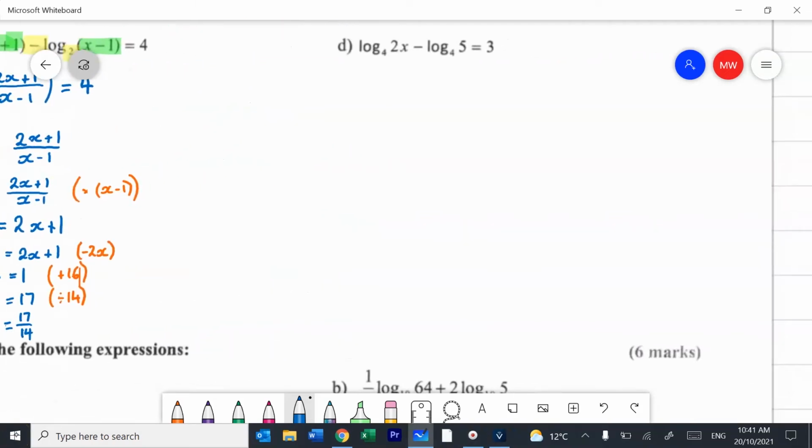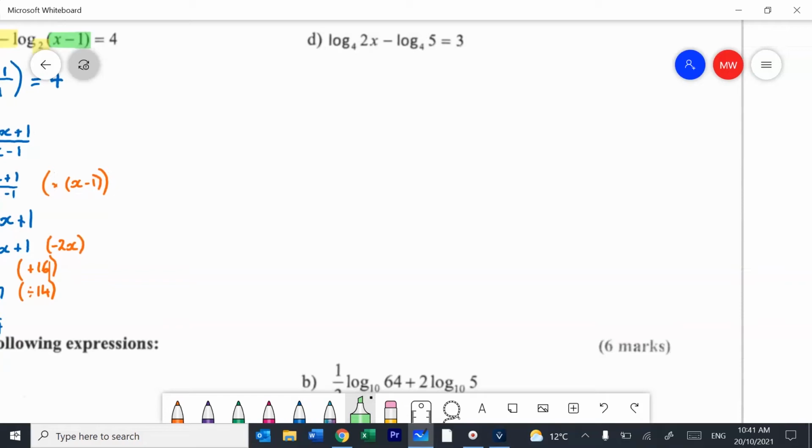So question D is really similar. If you have a look at it, the keys to this are the base numbers are both the same, and we've got a subtraction, so we're going to use the same rule as what we did in question C. So in this one, we rewrite this as log 4, so we've got a base of 4, and this time we've got 2x divided by 5, and we can see that that equals 3.